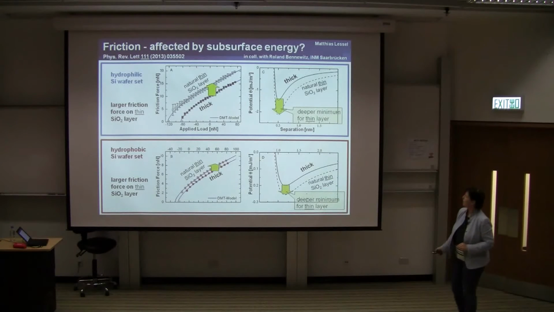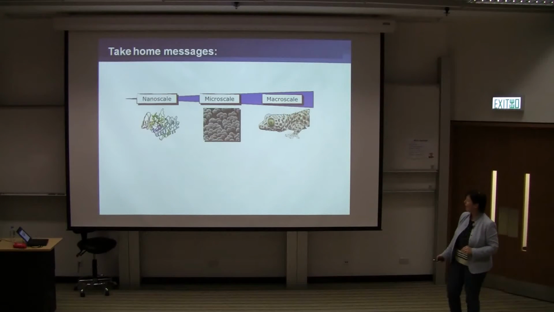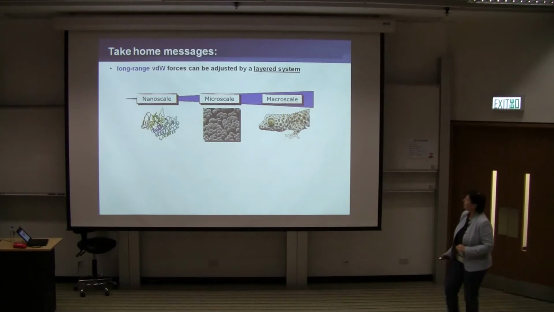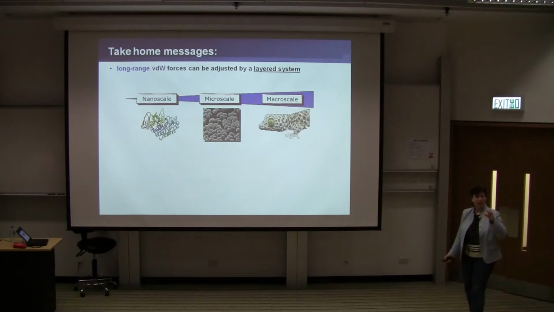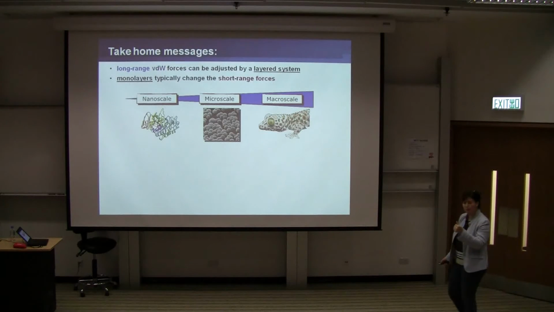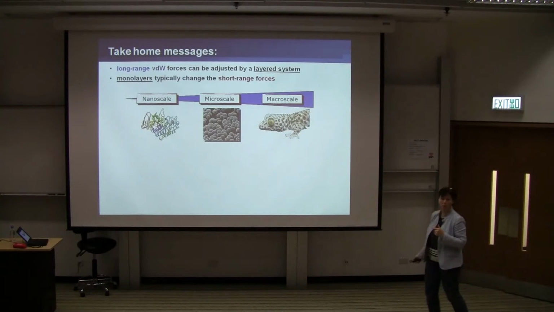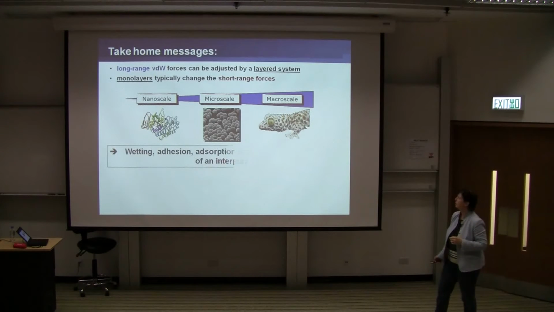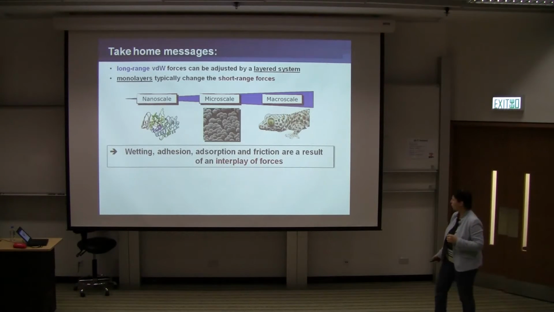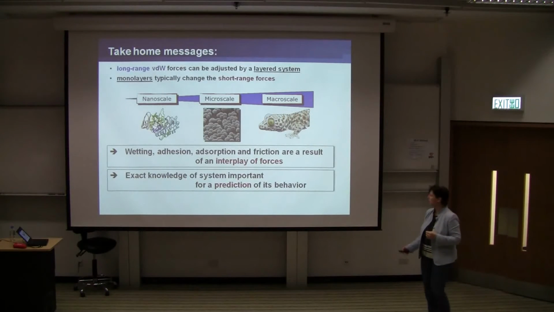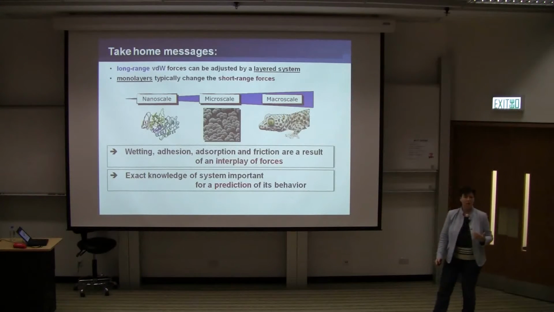Now, it has been published then in Physical Review Letters after some fighting. Okay, here are the take-home messages. Long-range forces can be adjusted by a layered system. Monolayers typically change the short-range forces only. Wetting, adhesion, adsorption, and friction are a result of an interplay of forces. And if you want to predict the behavior of a certain system, you have to exactly know how your system is composed. And for systems like in biology, this is eminently important.